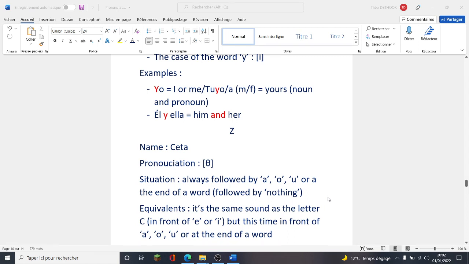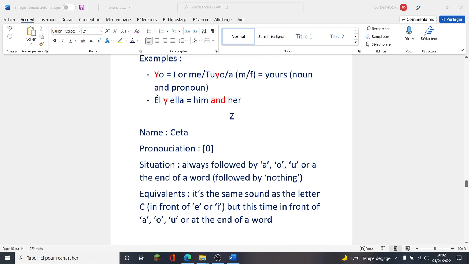And the last but not the least, the letter Z in Spanish is called la theta, and its pronunciation is th in every case. But let's focus on the situation in which the letter Z can appear in Spanish. There's not many of them. So yeah, in Spanish, the letter Z has to be followed by A, O, U, or nothing, meaning that it's at the end of the word. So yeah, there's not many cases of occurrences for the letter Z in Spanish.